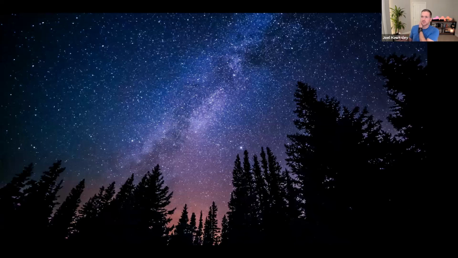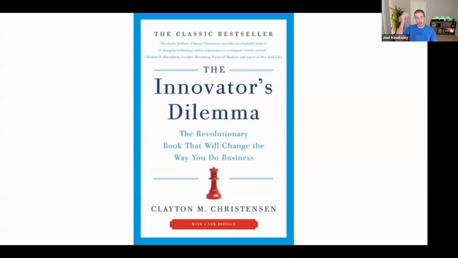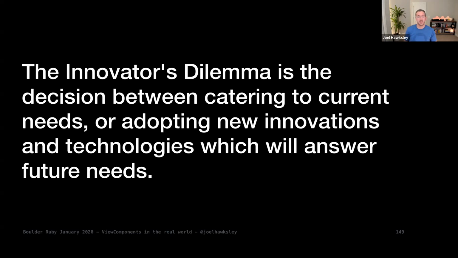So the last thing this project has really made me think about is just more generally innovation in Rails in 2021. So there's a book called The Innovator's Dilemma. It's widely considered to be one of the most influential business books ever written. And it basically says that the innovator's dilemma is the decision between catering to current needs or adopting new innovations and technologies that will answer future needs.